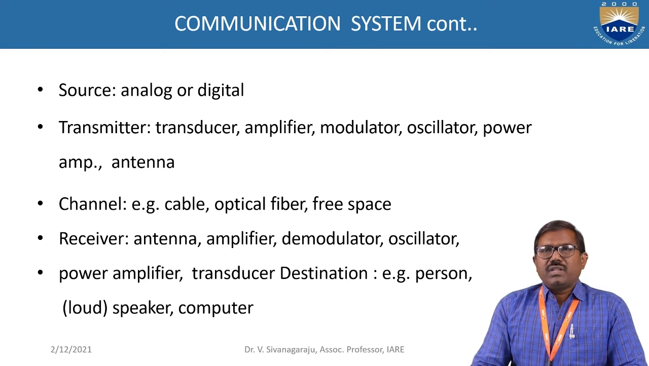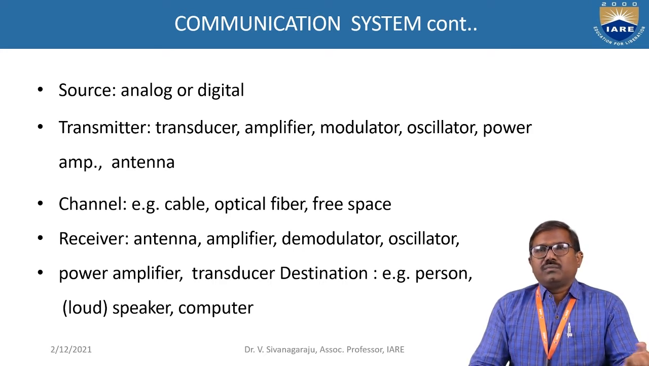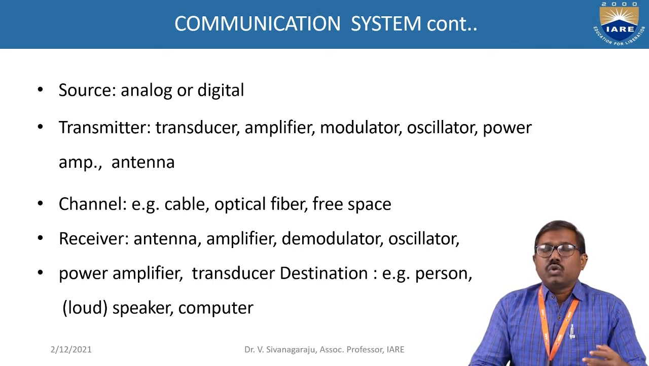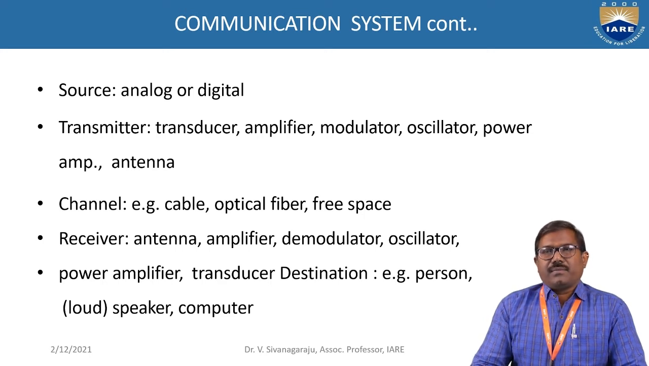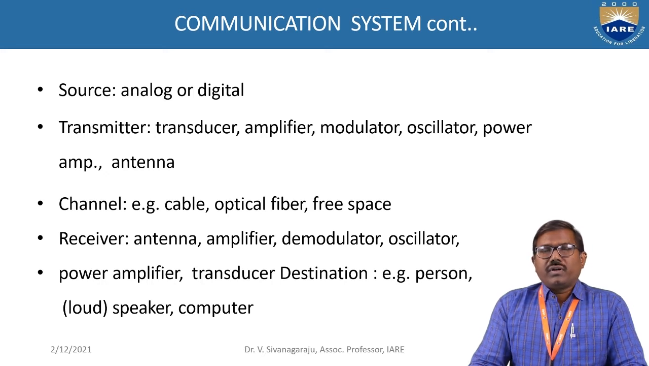Another block is the receiver, which again contains an antenna. The receiver's duty is to extract the signal from space. The transmitter sends the signal into space, and it is collected by the receiver using an antenna. So the antenna is used for transmitting and receiving purposes. The antenna is a metallic structure.